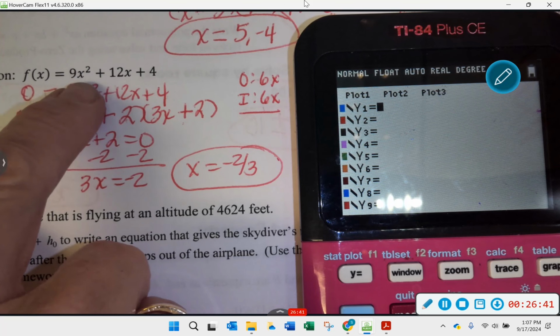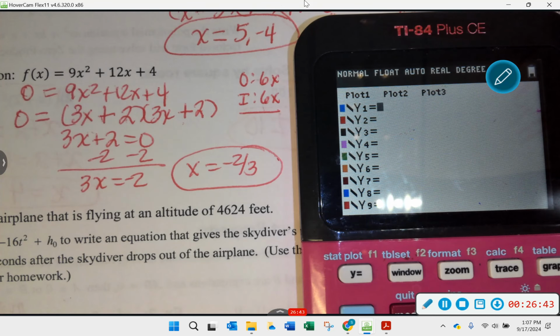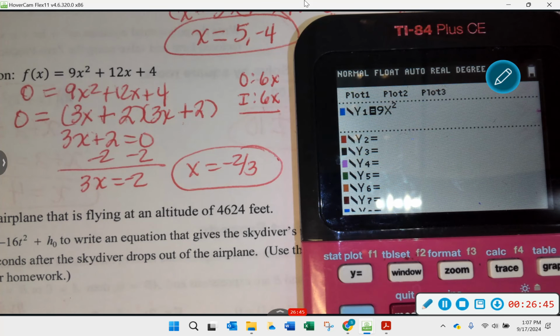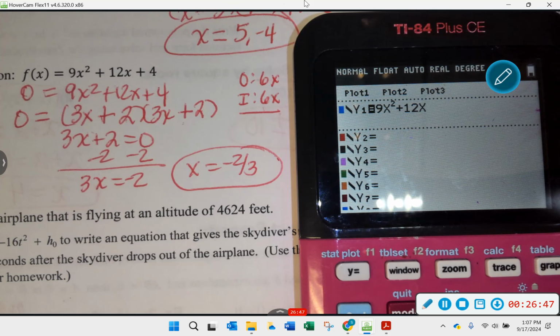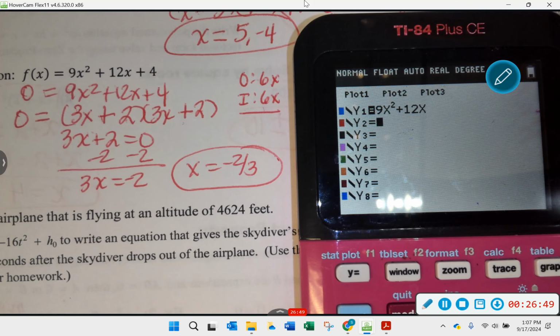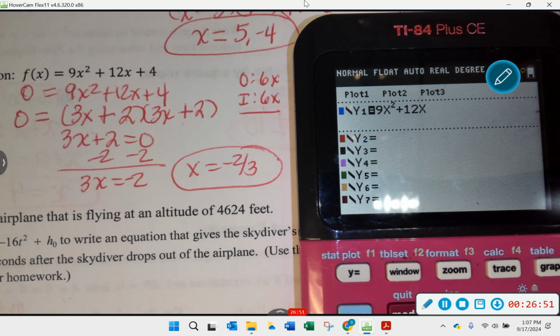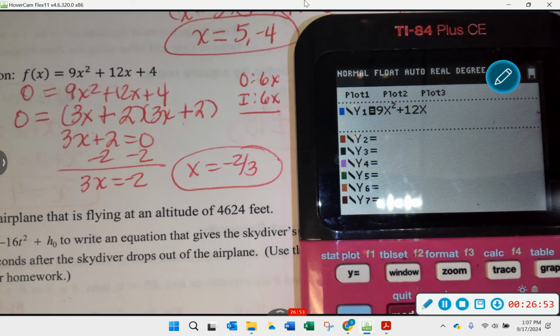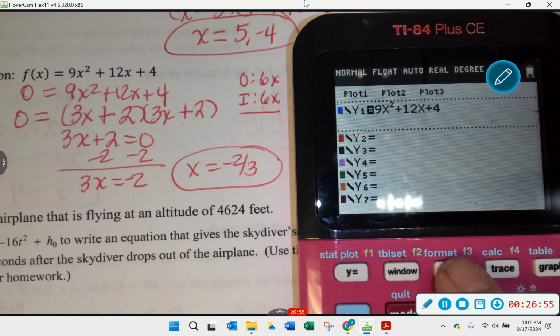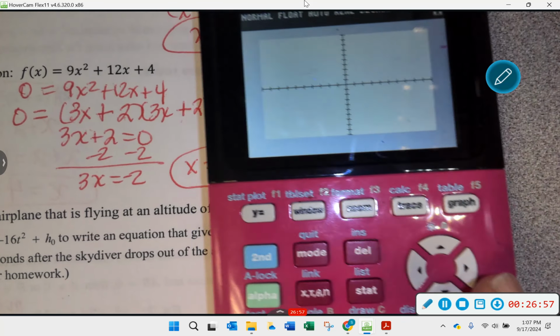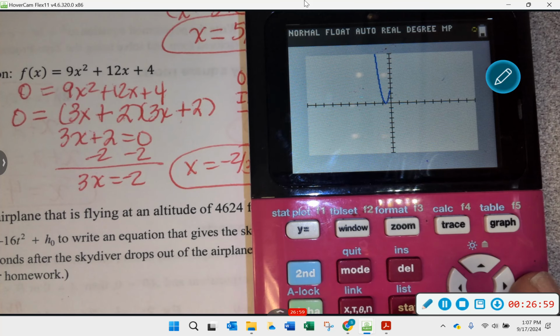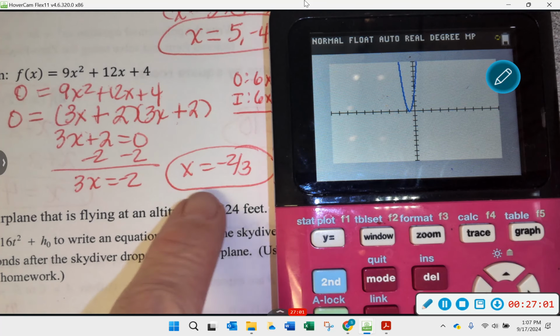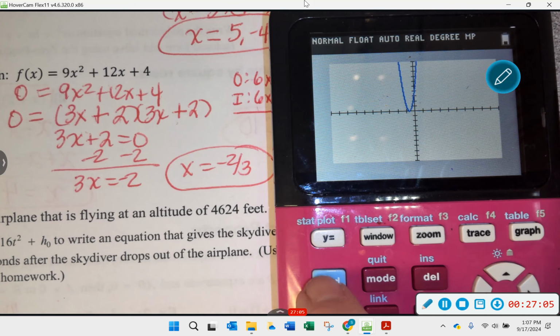Type in this function right here. Type in 9x squared plus 12x plus 4. Push your zoom 6. Let's get a standard screen. Here's the way it looks. We think this solution is negative 2/3. Watch how I can check.